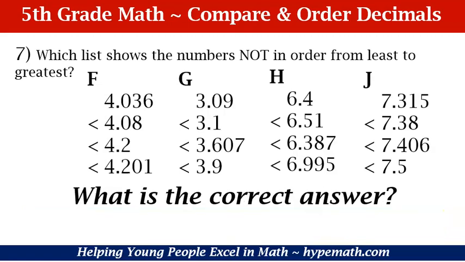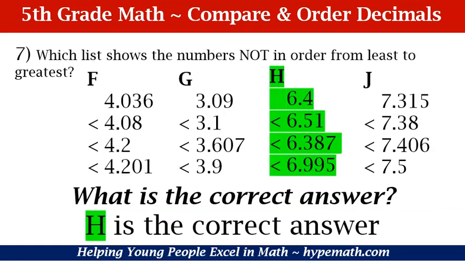So what are we saying our correct answer is? If you said H, you are absolutely correct because that 6.387 actually should have been the first number listed because in the tenths place, the 3 is the smallest number. If you got that one right, high five. Way to go. Let's move to question number 8.